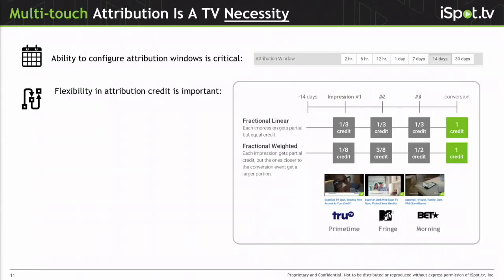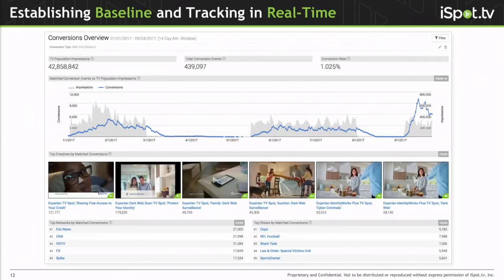And then you've got to have flexibility in how you attribute the credit points, right? You can do equal credit, or you can do a weighted credit model where the more recent touch point gets a higher share. So this is what an iSpot dashboard looks like.